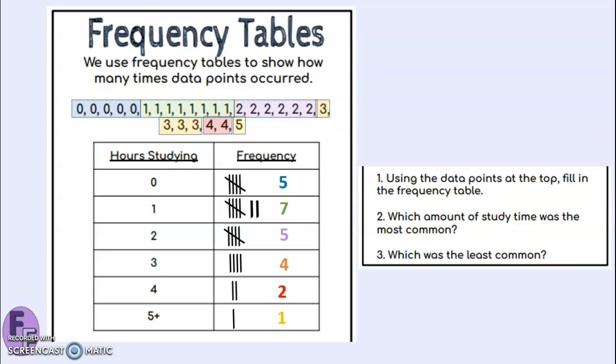We can then use this to answer some questions. Which amount of study time was the most common? Well, 1 hour, because that has the largest amount of times it was written down. Which was the least common? More than 5 hours.